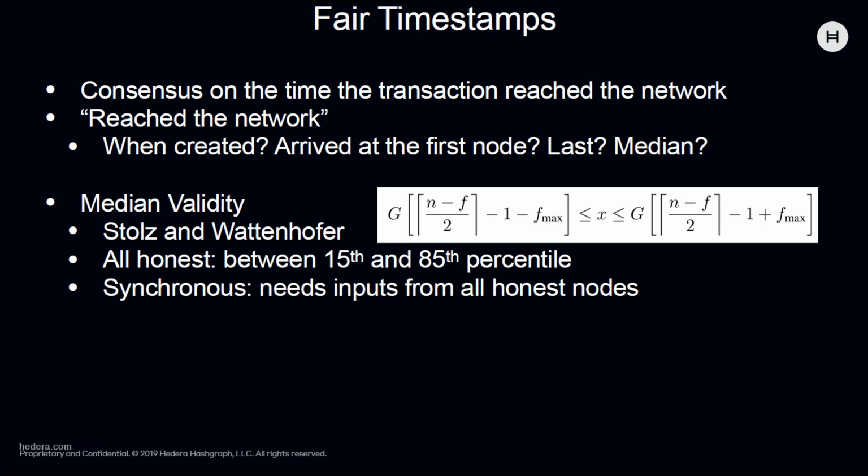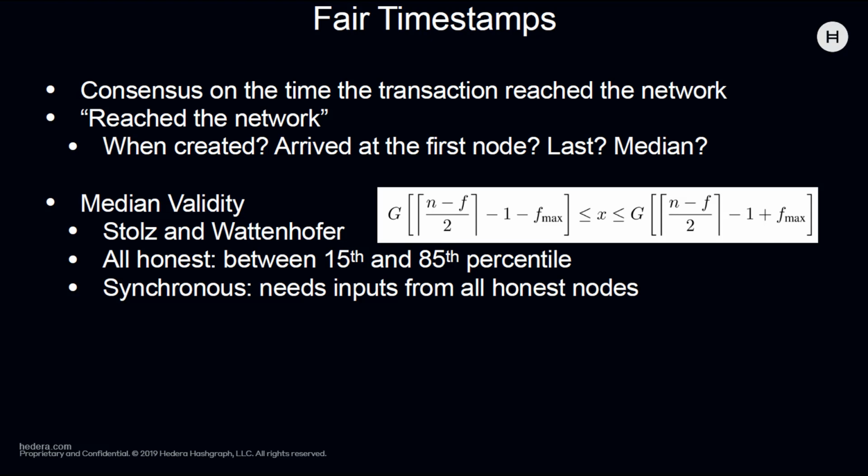And they said, well, it's a fair one if it's sort of like the median, sort of like the middle of all the temperatures. And they gave this equation. G is an array of all the different temperatures that were measured. And X is our final consensus temperature. And they just say that X has to be between two of the elements of that array. And not just any two elements, it has to be somewhere between the 15th percentile and the 85th percentile. And they said, okay, if you always achieve that, then you have a fair median validity. You have achieved median validity. That's kind of cool. You know, intuitively, the median is the right answer here. Intuitively, that's good.